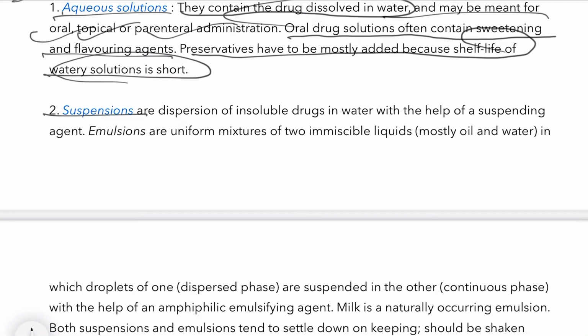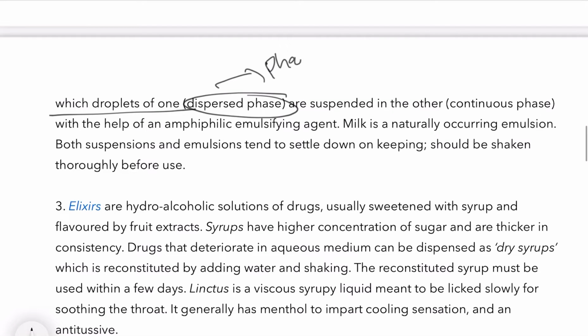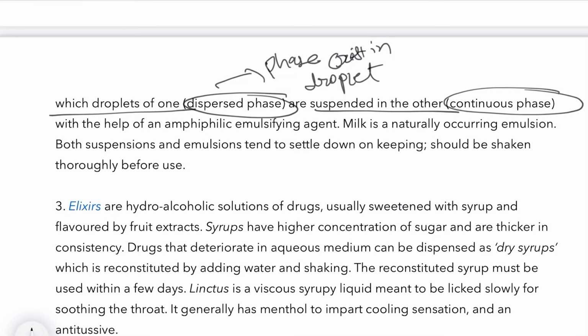Now another is suspensions, which are the dispersion of insoluble drugs in water with the help of a suspending agent. Dispersion means spread over a wide area. Emulsions are uniform mixtures of two immiscible liquids, mostly oil and water, in which the droplets of one, that is the dispersed phase, that is the phase that exists in small droplet form, are suspended in the other continuous phase with the help of an amphiphilic emulsifying agent. And continuous phase means what?